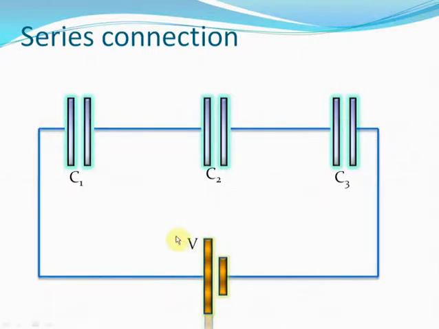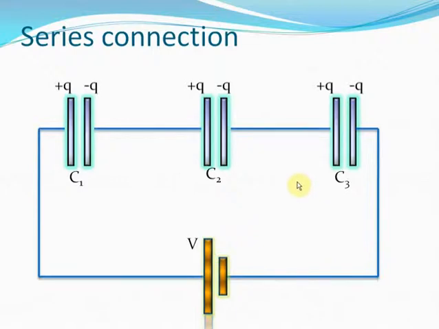So for example, if you say that this is the positive terminal of the battery, then capacitor C1 is connected to the positive terminal of the battery, capacitor C2 is connected to capacitor C1, capacitor C3 is connected to capacitor C2, and then finally the last plate of capacitor C3 is connected to the negative terminal of the battery. So whenever capacitors are connected one after the other, as you see in the figure, they are said to be in series.